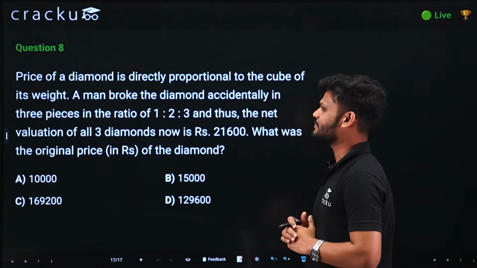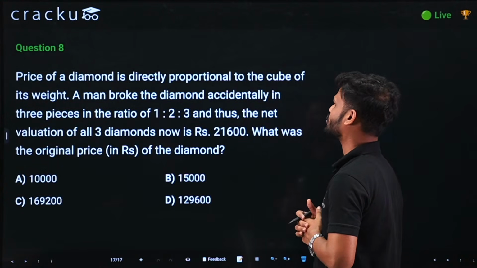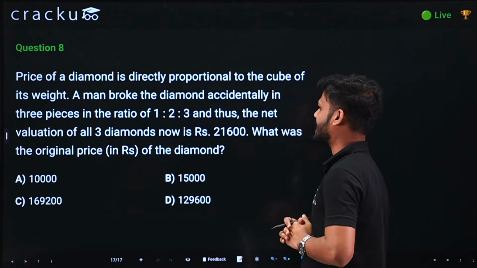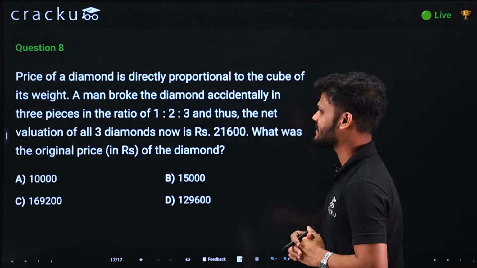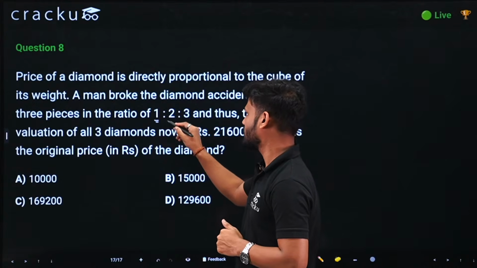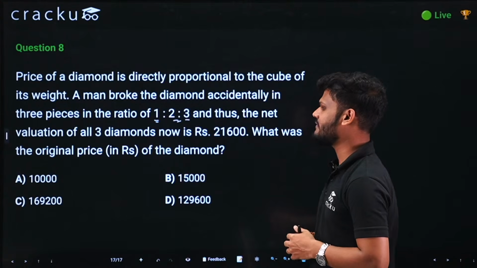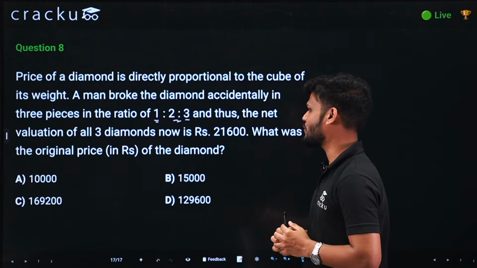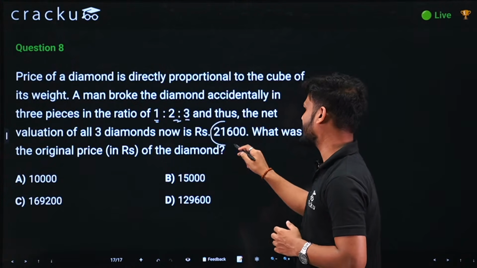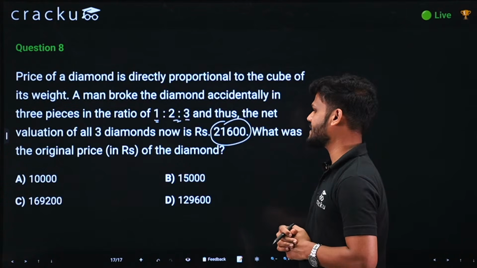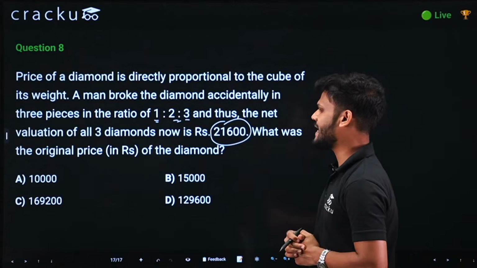It is asked, price of a diamond is directly proportional to the cube of its weight. A man broke the diamond accidentally in 3 pieces in the ratio 1, 2, 3. Thus the net valuation of all 3 diamonds now is rupees 21,600. What was the original price in rupees of the diamond?